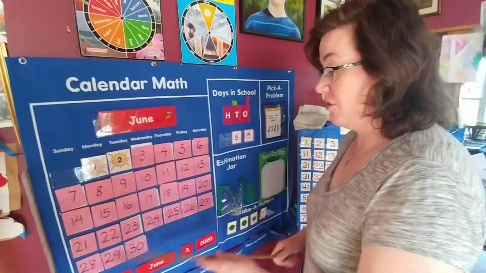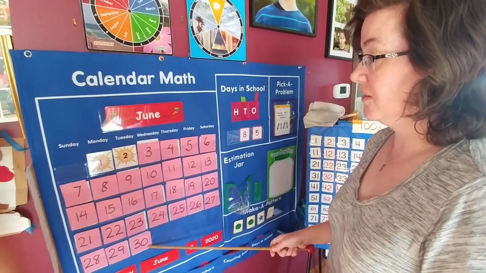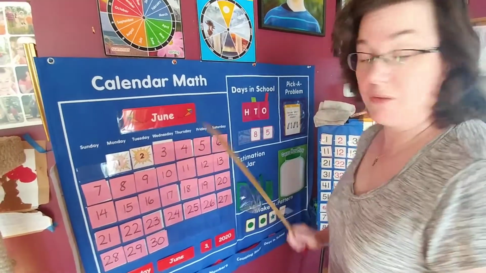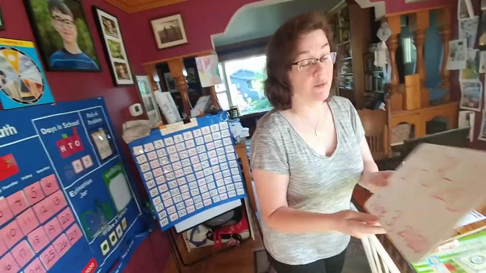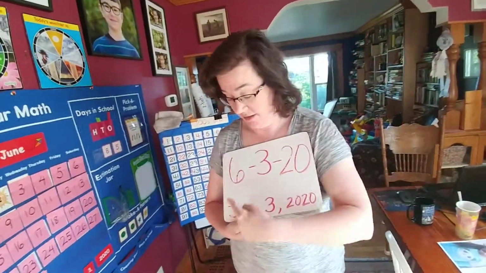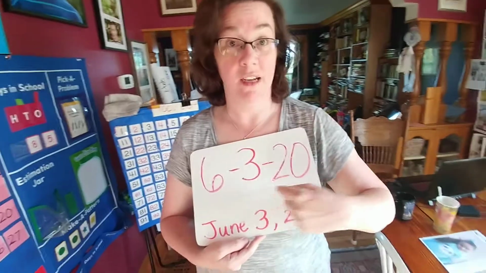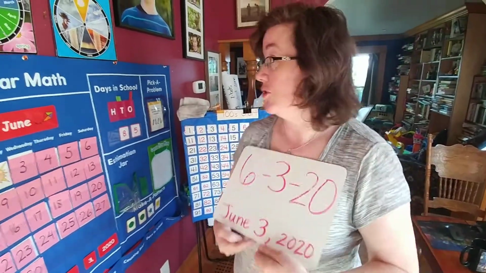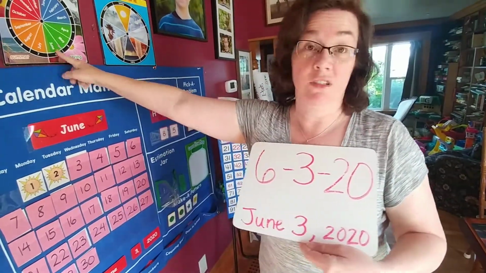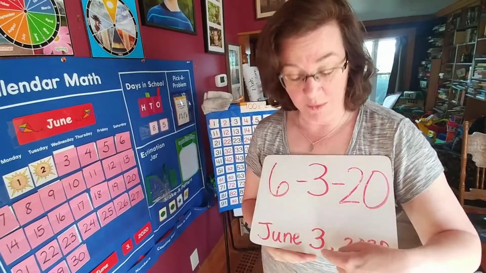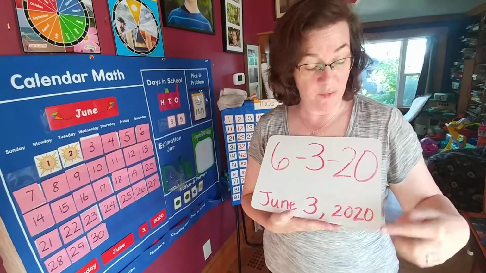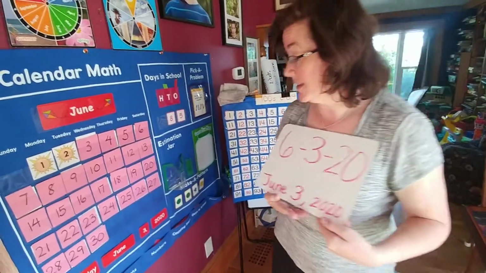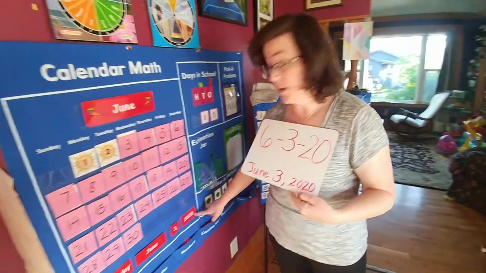Let's see. There are 30 days in June. Okay. There are 30 days, and we're on the number 3. An abbreviated way to write June 3rd, 2020, abbreviated means short, is 6-3-20. The 6 represents June. June is our 6th month. The 3 represents the 3rd. The 3rd is the day. And the 20 represents the year. 2020 is our year, and the last 2 digits are 20.